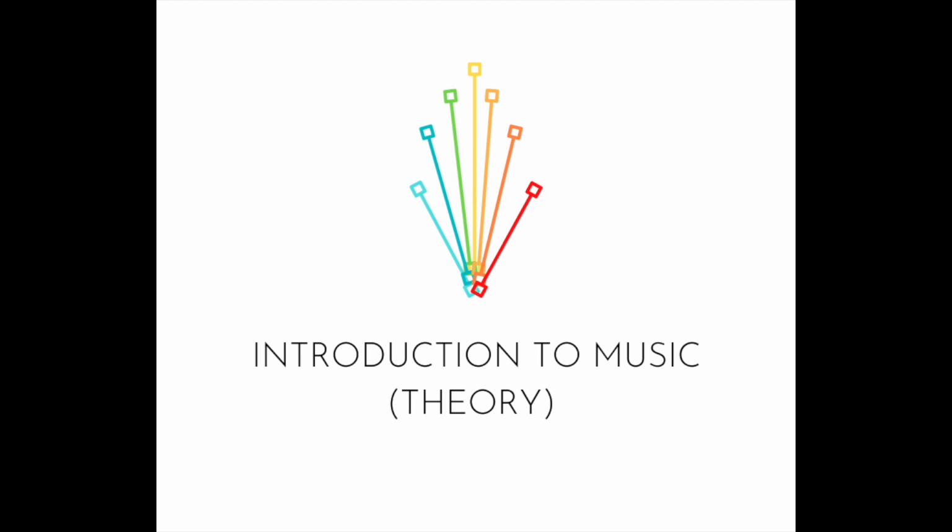So D, E, F, G, A, B flat, C, D. So that's our minor key with 1 flat, D minor. What major key has all natural notes except for B flat? F major. How did you work that out?